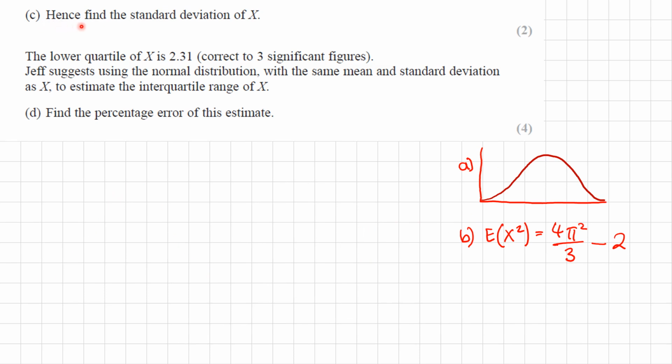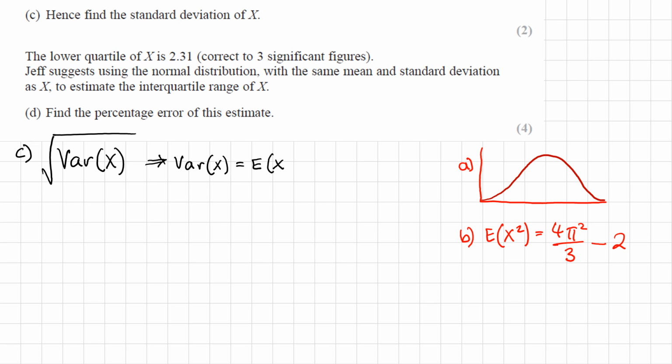Part C, hence find the standard deviation of x. So the standard deviation of x is going to be the square root of the variance of x. Now the variance of x, that's going to be E of x squared. Now we worked out E of x squared in part B, minus the mean squared.